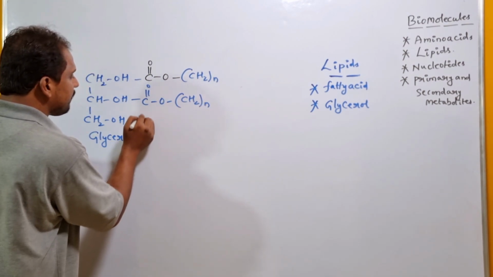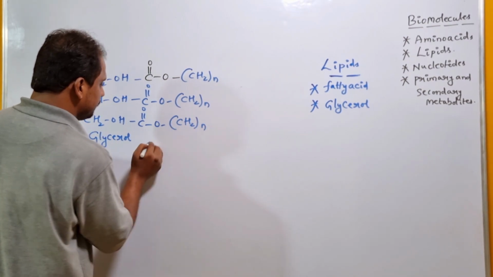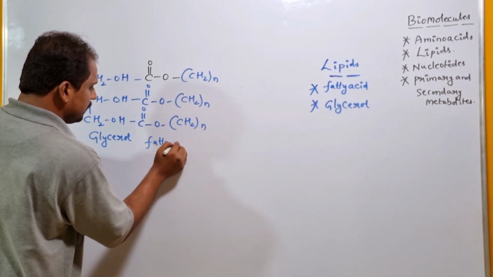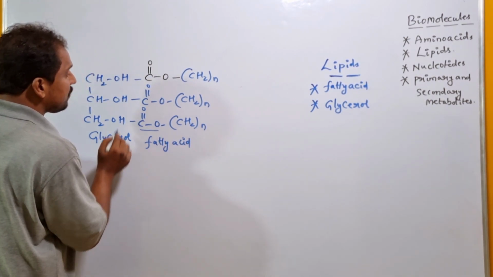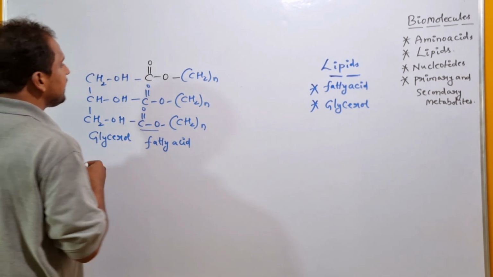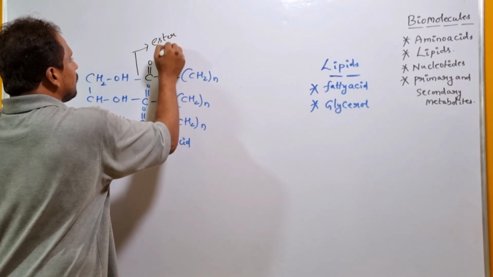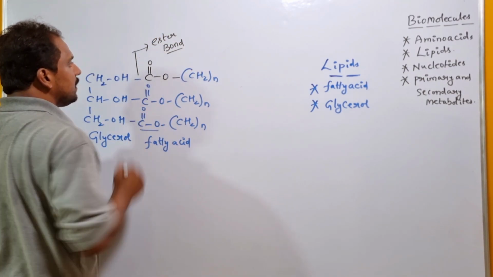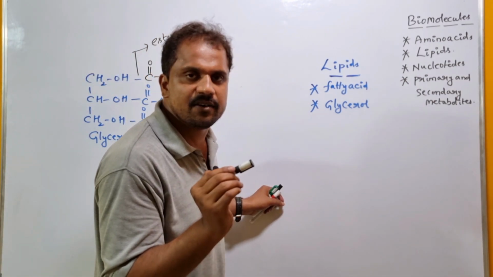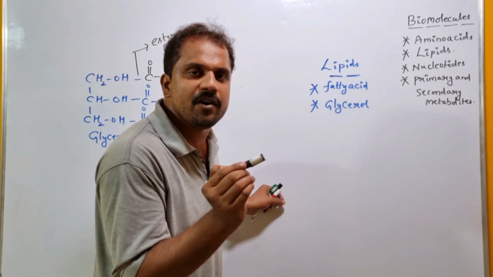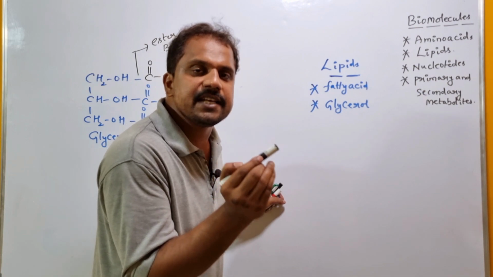So here it is nothing but what? The fatty acid. The specific fatty acid, which has a carboxylic group, undergoes esterification with glycerol by forming an ester bond. Based on the number of fatty acid moieties which undergo esterification with glycerol, we can classify the specific lipid molecules into three different types: monoglyceride, diglyceride and triglyceride.